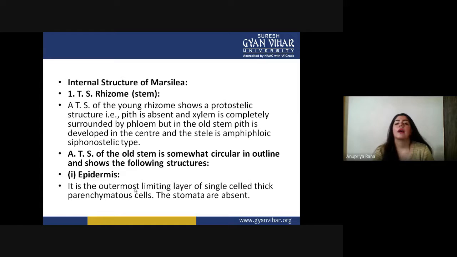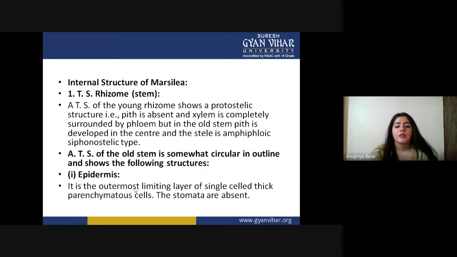Means in the young phase, their pith is absent. The stele is also protostelic, but as the plant goes through maturity, or as the plant evolves, it will have the pith, and it also changes its stelar portion from primitive protostelic to the developed amphiphloic siphonostelic type. So this kind of change can be seen inside the Marsilea from their young stage to their developed stage.